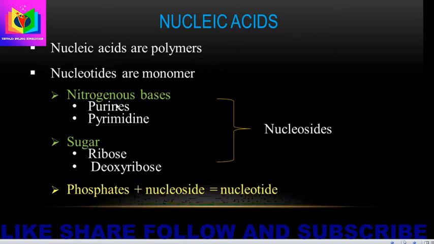Nucleotides are monomers of purines and pyrimidines. And the purines and pyrimidines are nitrogenous bases, and ribose sugar and deoxyribose are pentose sugars.